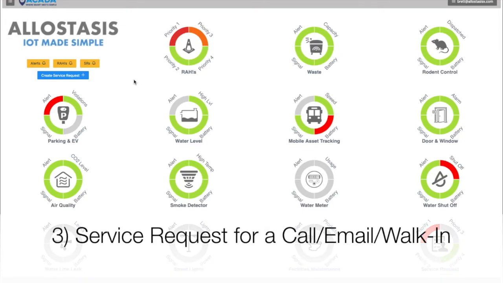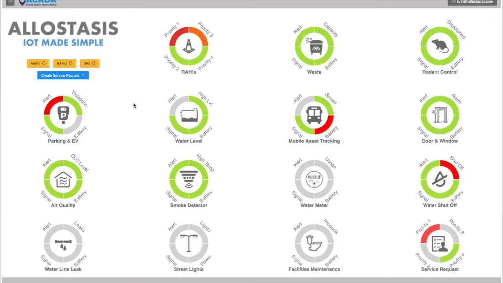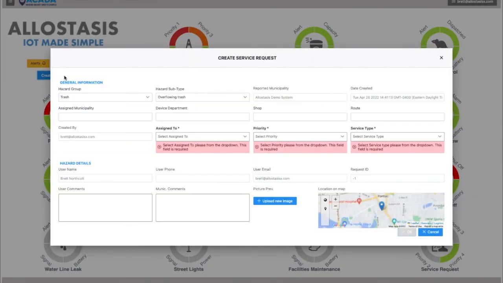The other alternative way of submitting a service request is if you're going to get a call in to City Hall or an email or somebody walks in, from the home screen, you can just click Create Service Request. The process is the same. The only difference is you're going to be selecting the type of hazard. You're going to be selecting the subtype. So in this case, let's change it to animals. And it's an escaped animal.